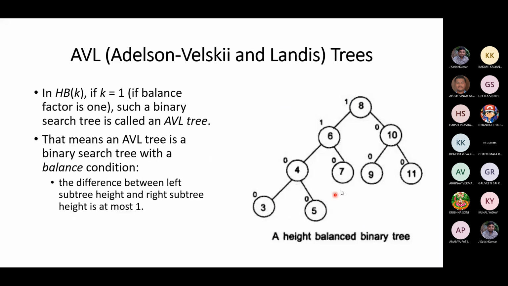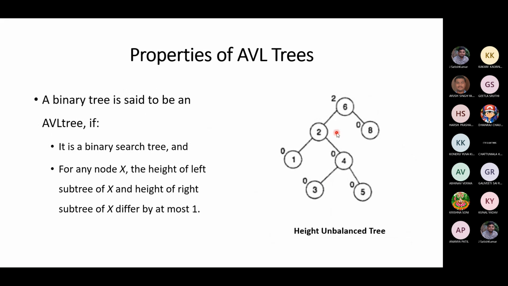This is a balanced tree. The height difference at every node is 0 or 1. You can have an unbalanced tree. This is a height unbalanced tree. When you calculate the height difference at this node, it is 2. Okay, because the height here is 1, 2, 3, but here it is 1. 3 minus 1 is 2. Okay, so this is an unbalanced tree.